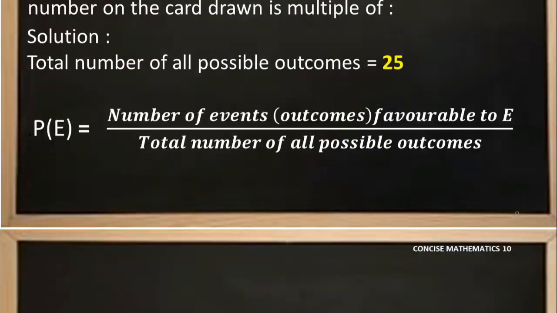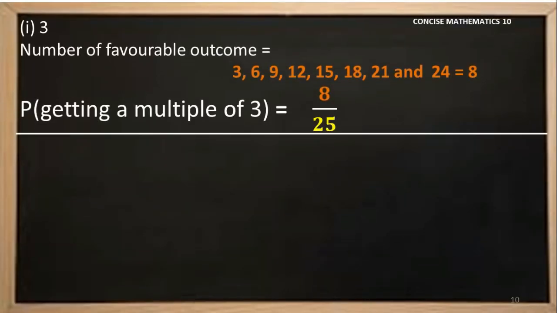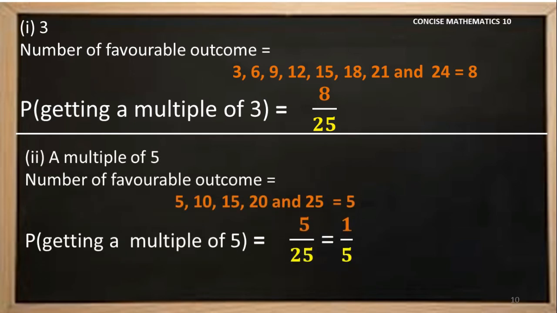The first sub question says it is a multiple of 3. Which are the multiples of 3 between the given numbers 1 to 25? They are 3, 6, 9, 12, 15, 18, 21 and 24. Once you count this, you will get the number 8. Hence the probability is 8 by 25. The next sub question is multiple of 5. List out the multiples of 5, children: 5, 10, 15, 20 and 25. So there are 5 favorable outcomes. Hence the probability is equal to 5 by 25, which is equal to 1 by 5.